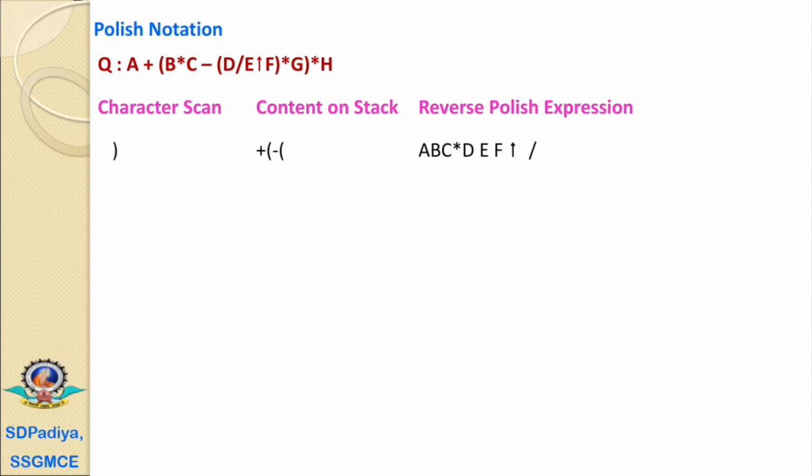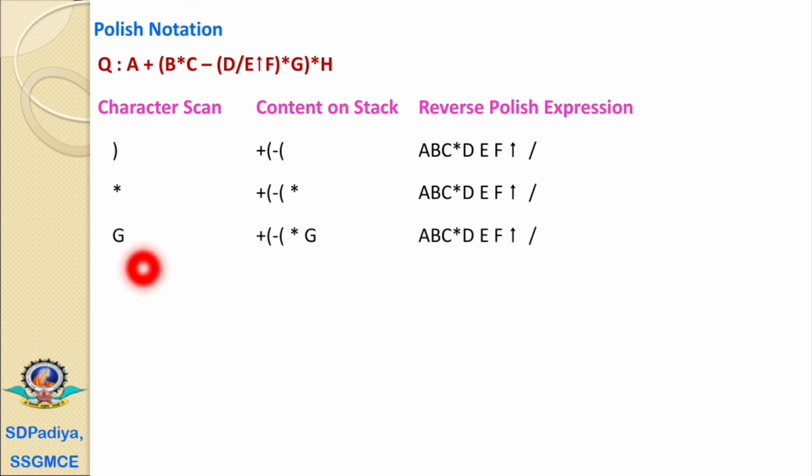The next is the multiplication symbol. It is an operator, that's why we have pushed it on the stack. The next is capital G, the operand, that's why we have pushed it on the stack. The next is again the close parenthesis, that's why we have to pull the contents from the stack to the expression after its particular open parenthesis, and its open parenthesis is this. Therefore, we have shifted the contents from the stack to the expression: capital G, multiplication symbol and the minus.